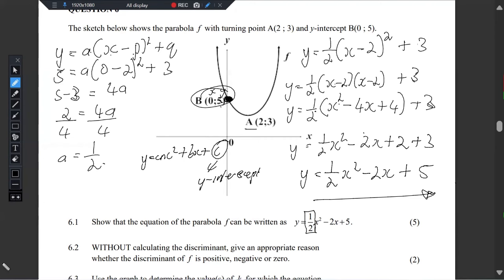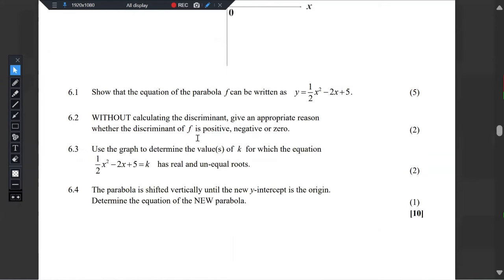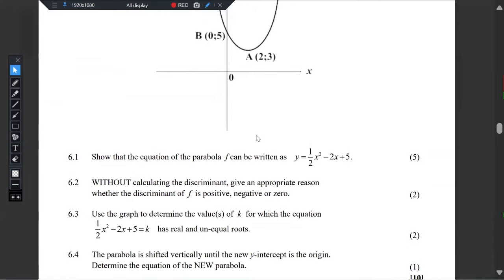So it is correct. Okay, now that was for 5 marks. That was for 5 marks, so correct. Then 6.2 says, without calculating the discriminant, give an appropriate reason whether the discriminant of f is positive, negative, or 0.